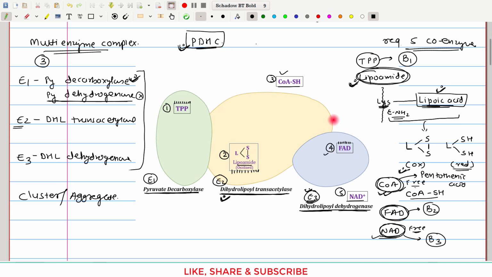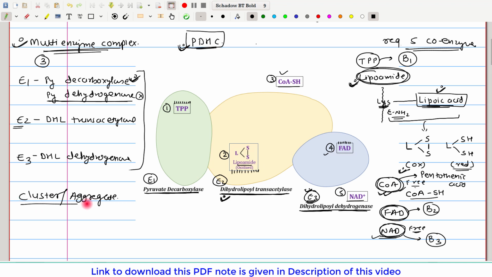See, here we come across two terms. One is multi-enzyme complex. Why do we call it a multi-enzyme complex? Because it has multiple different enzyme activities. And the second term is cluster or aggregate of enzymes, because for each enzyme activity, multiple copies of each different enzyme are present.